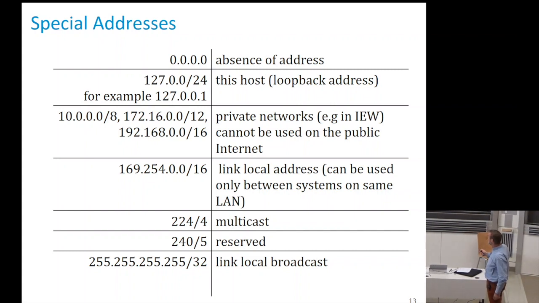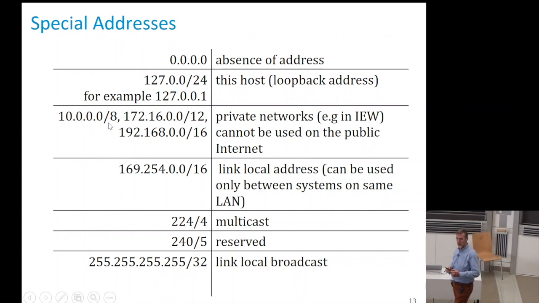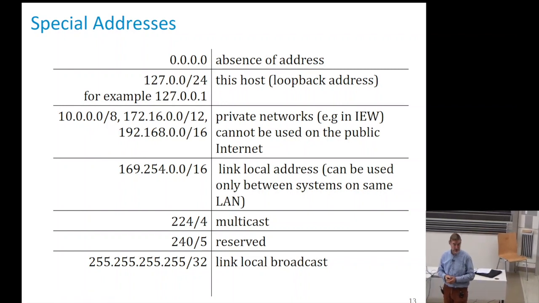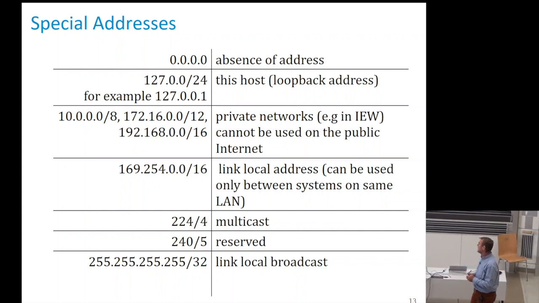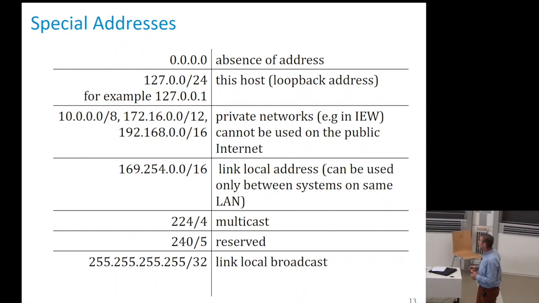Most of the business addresses are 10-something addresses. So most companies have internal networks that use private addresses, and they connect to the world through some special mechanisms called NATs that we will see in a second. So in principle, this is used only in a private network. You cannot communicate at the IP layer, in principle, with those addresses. We will see that there is a trick to make it possible.